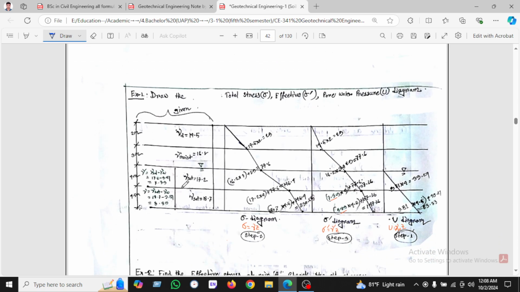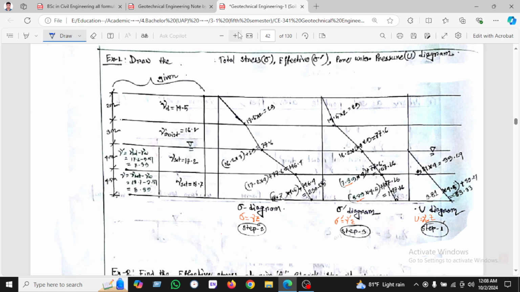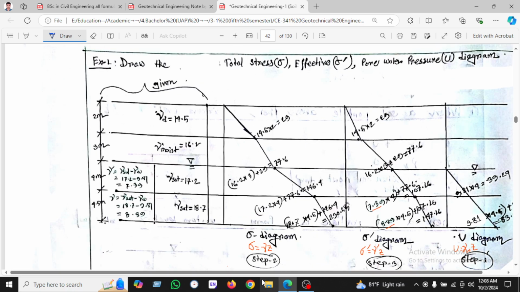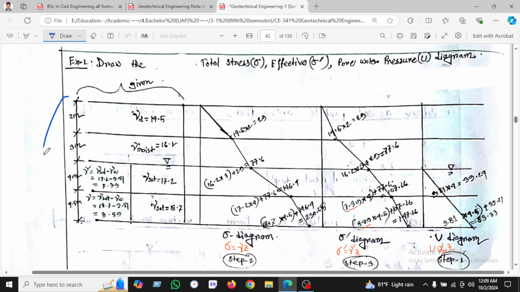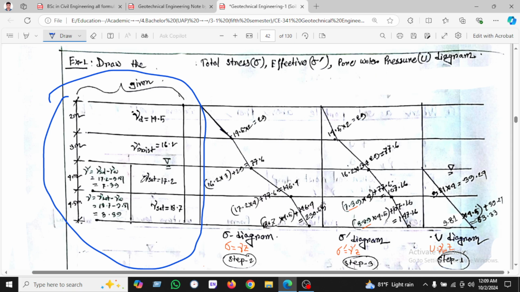Okay, let's see another example for calculating total stress, effective stress and pore water pressure. Here the question is given: draw the total stress, effective stress and pore water pressure diagram. Okay, let's start. The first layer has a dry unit weight and a moist unit weight, and then there is a soil portion with unit weights 17.2 and saturated 18.7.